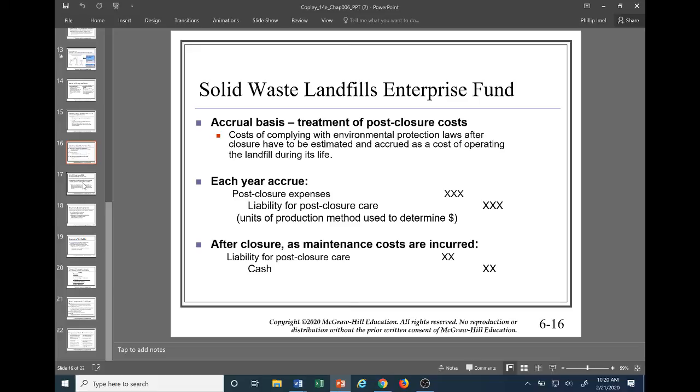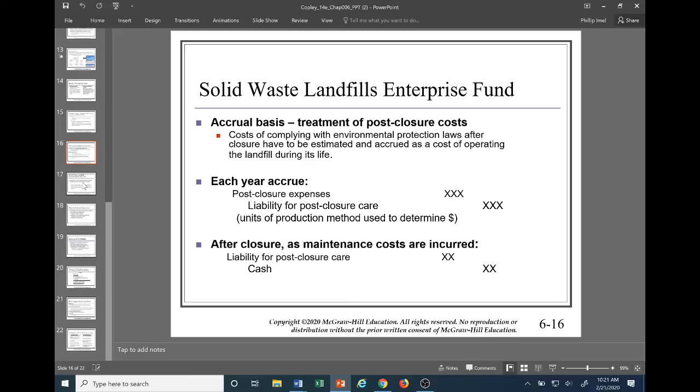Well, what this is saying is that as we operate these types of landfills, we have to account for these post-closure costs. So it says treatment of post-closure costs, and it's going to be on the accrual basis. The cost of complying with environmental protection laws after closure, got to love that EPA, has to be estimated and accrued as a cost of operating the landfill during its life. So we're going to incur these expenses during the life of operating this landfill while it's open, not once it's closed. We're actually going to incur the expense and set up a liability. So each year we have to set up an expense accrual.